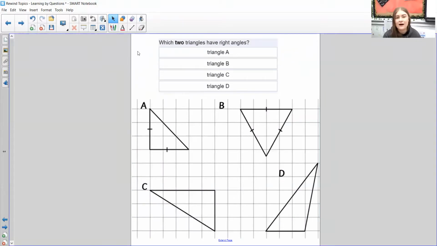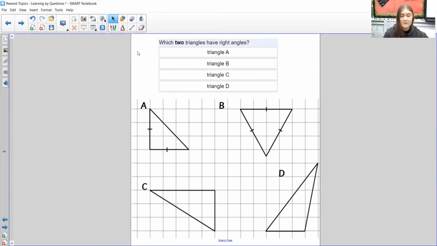Okay, so having a look at this one. Which two triangles have right angles? Now, let me just rewind my understanding, rewind my knowledge. When I think about angles, I know that acute angles are the little tiny angles, and obtuse angles are the very big ones. And a right angle is, if I remember correctly, what we imagine as a perfect corner. So this is a right angle.